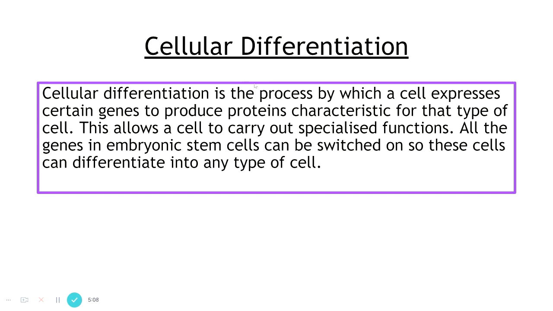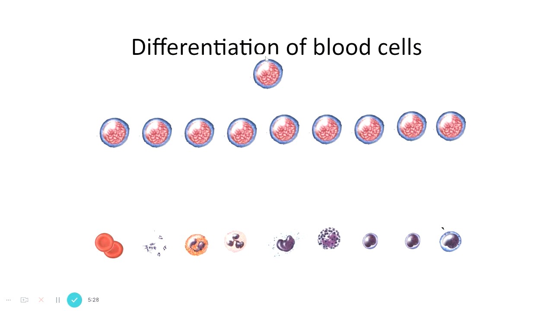Okay, when this happens, this is due to different genes being expressed to produce different protein complements in that particular cell. And by having different proteins, we end up with different specialized functions. In all embryonic stem cells, different genes can be switched on and off so that expression can happen or not. Okay, an example would be here.